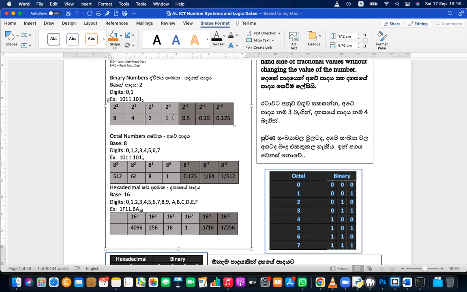Binary will be 2 times. You can say 1 into 2 times is 2, 2 into 2 is 4, 4 into 2 is 8. How does the power increase? 2 to the power 0, 2 to the power 1, 2 to the power 2, 2 to the power 3. Power will increase by 1, but the value will increase by 2 times.